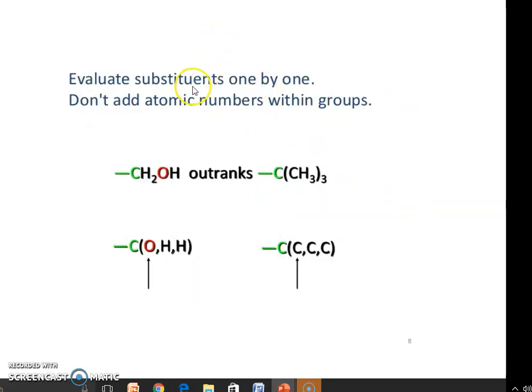Next, after assigning, evaluate the substituents one by one. Don't add the atomic numbers within the groups. The first outranking group is CH2OH, and the next outranking group is C(CH3)3. The next outranking group is C(OH)H, and the next is the C triple bond C group. So like this we can assign the priority by evaluating the substituents one by one.